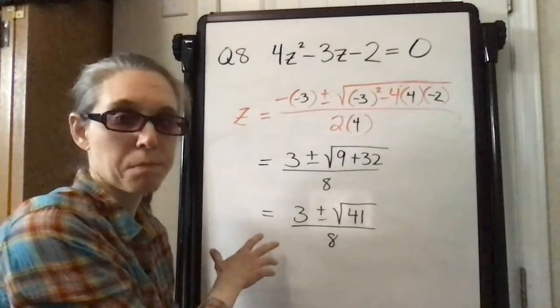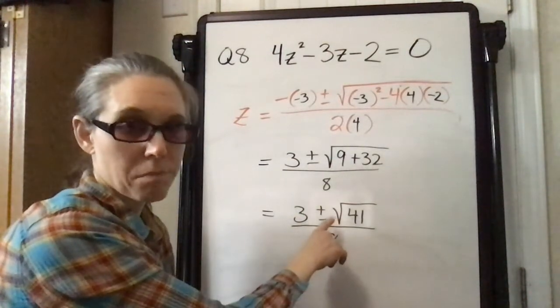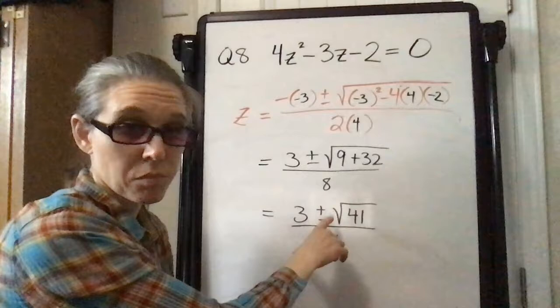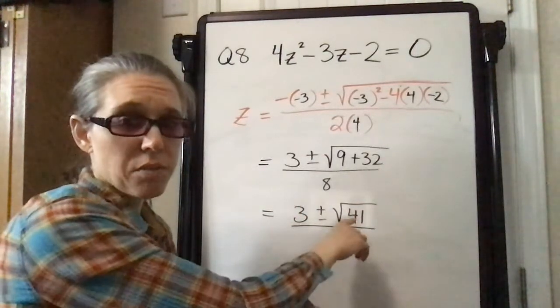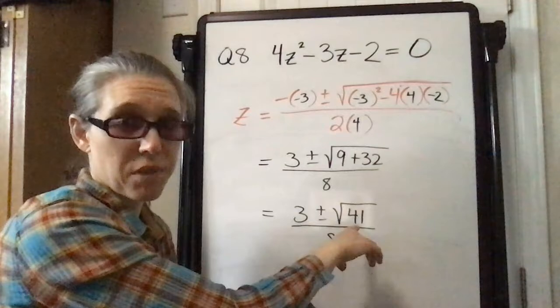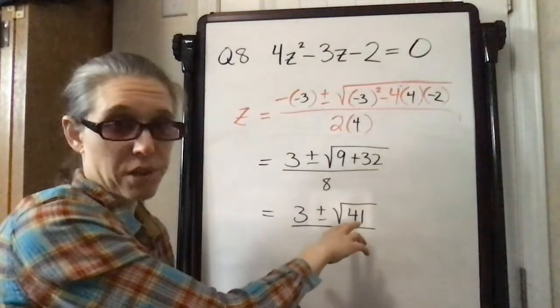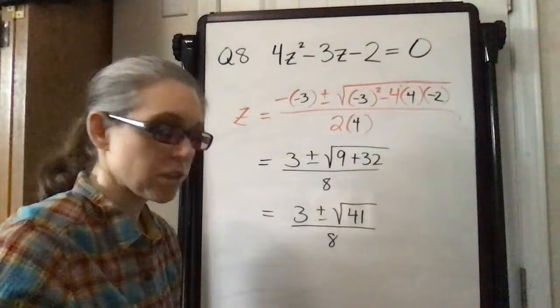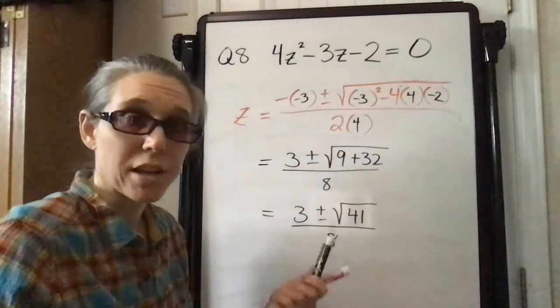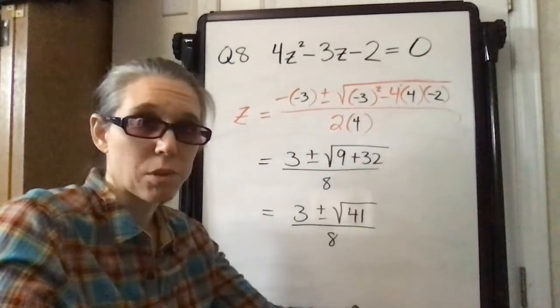If you get down here and the square root of 41 does not simplify, then you don't have to go any further. Okay, so if the radical simplifies, then you simplify it. If it doesn't, you're done. And so sometimes you have a lot of simplifying work to do, and sometimes you have none. So this was a nice, simple, easy one.